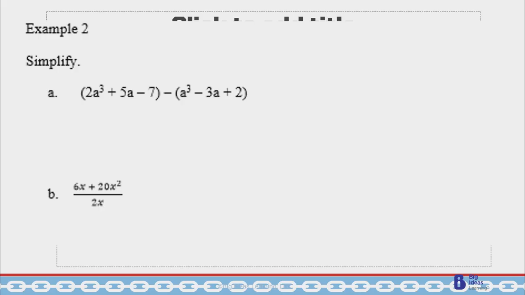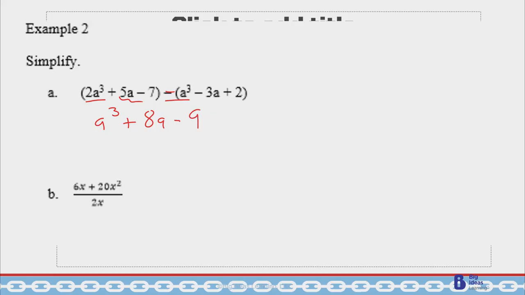For example 2, we are going to basically just be combining like terms here in example 2a. So I have a to the 2a to the third minus an a to the third, so that's just a to the third. 5a minus a negative 3a, so the two negatives make a positive, plus 8a. And then negative 7 minus a 2 would be minus 9.